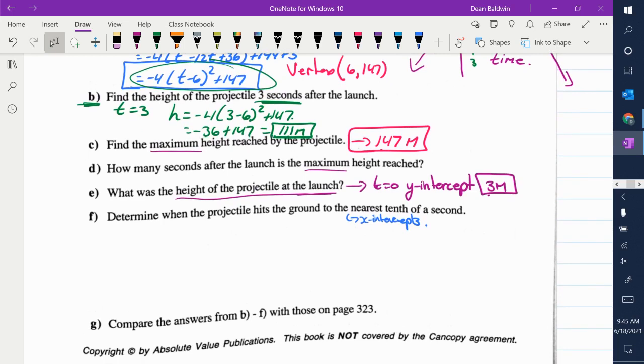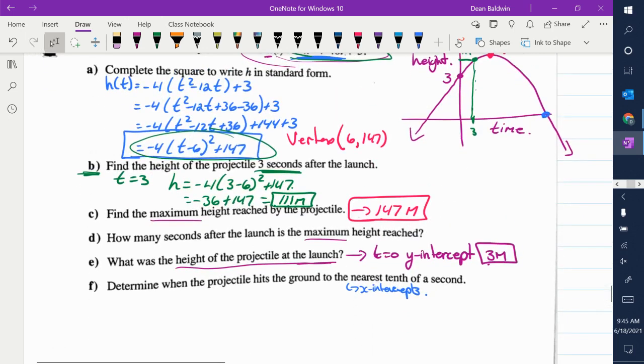When does it hit the ground? I.e., what is this point right here? How do I find that? How do I find this point?